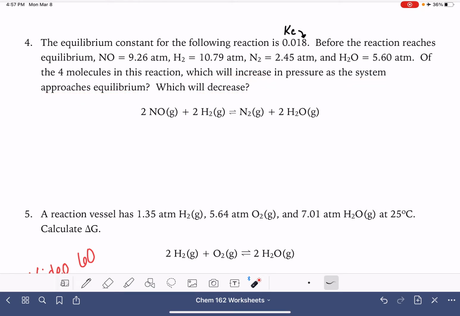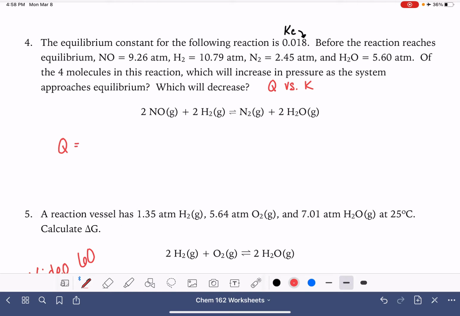Since we're not being asked to do an actual calculation here, we don't need to use an ICE table. We could if we wanted, but it's not going to be necessary. We really only need to use ICE tables when somebody's asking us to calculate a specific number. If we're just making predictions about increase versus decrease, the easiest way to do this is to use the reaction quotient, Q.